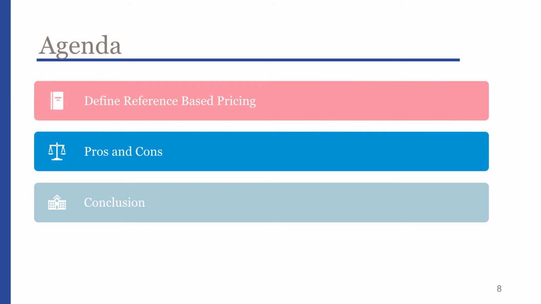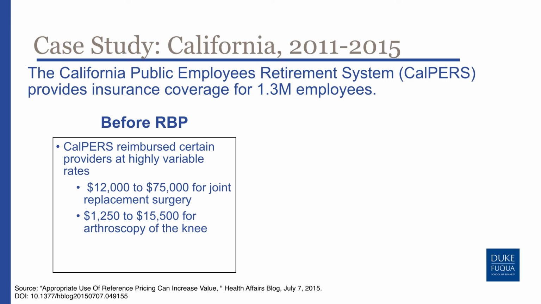One pro of reference-based pricing was seen in California with the California Public Employees Retirement System. Prior to implementing reference-based pricing, there was a very high variation in how much reimbursement was provided for certain procedures. For example, for knee arthroscopies, there was a 12-fold variation in how much reimbursement was provided. And all of the reimbursement varied simply based on who the provider was. After implementing reference-based pricing, CalPERS witnessed a $13.4 million savings in 2 years, and much of that was because they targeted select procedures that included colonoscopies, cataract surgery, arthroscopies, and joint replacement surgeries.